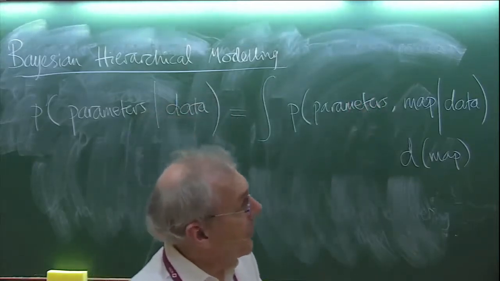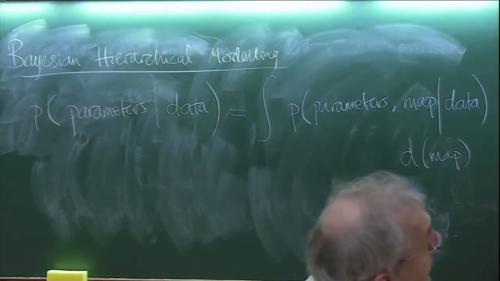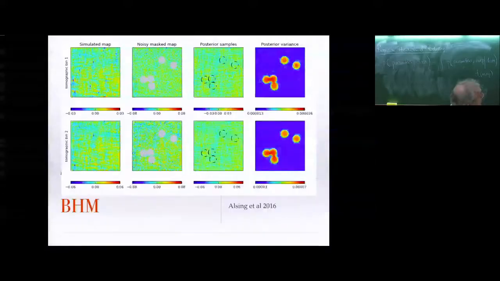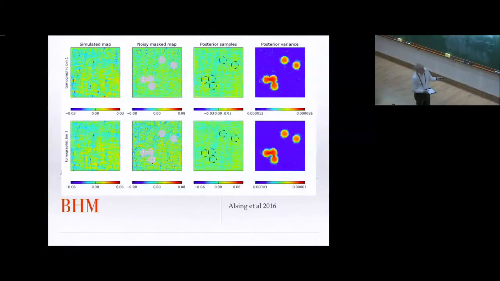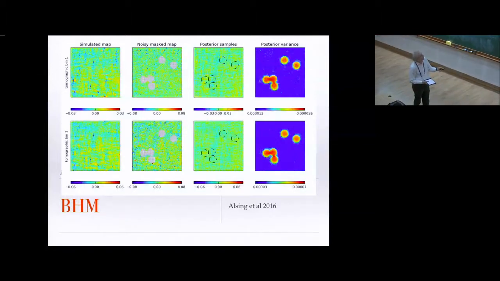If we do that, then this is what we find. So here is an example. This is the gamma 1 simulated map. This is a toy example. We've got two tomographic bins, but just concentrate on one of them. We add a lot of noise because of the shape noise, and we mask out some regions because of bright stars. So those are the data. And then what we can do is to sample from these.